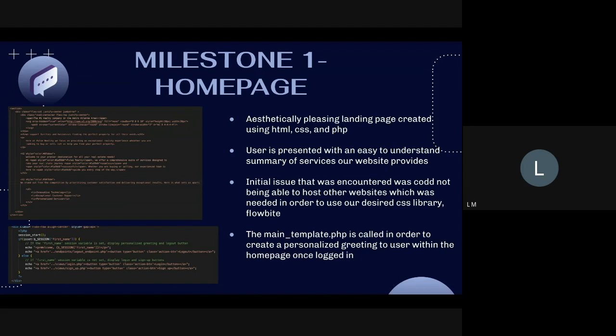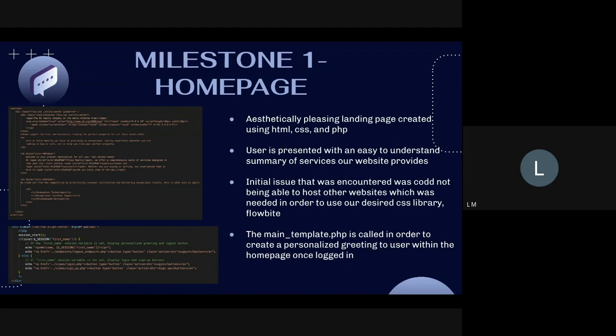as a realty group. So the initial problem that I encountered when working on this milestone was that my original plan was to use Flowbite, which is a CSS library that makes everything easier to create an aesthetically pleasing website. But the problem was that using Flowbite, the CSS is hosted from the Flowbite website, and when doing it locally on my server and checking if everything was working, it was fine.